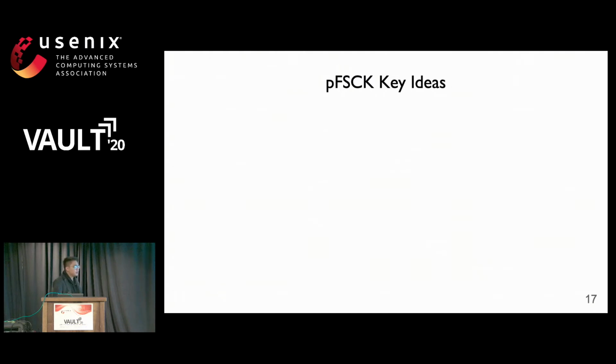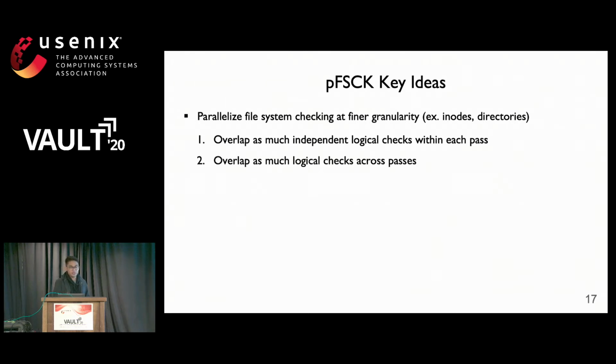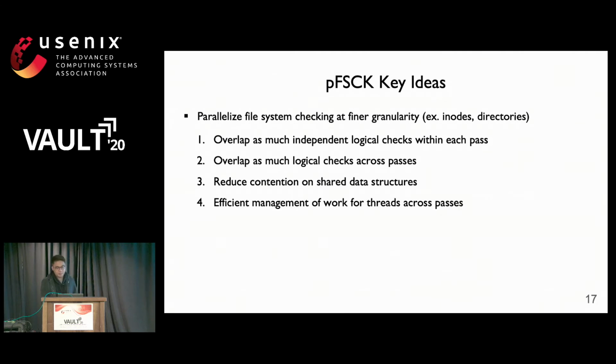It turns out we can do this by parallelizing file system checking at a finer granularity, such as inodes or directories. Overall, we should overlap as many independent logical checks as possible within each pass, overlap as many logical checks as possible across the passes, reduce any contention on shared data structures, and last but not least, efficiently manage work for threads across passes.